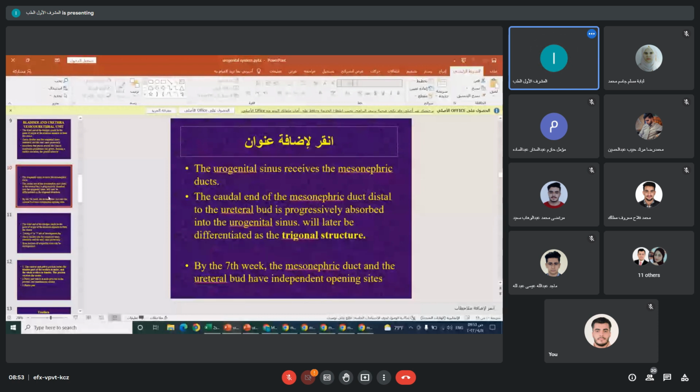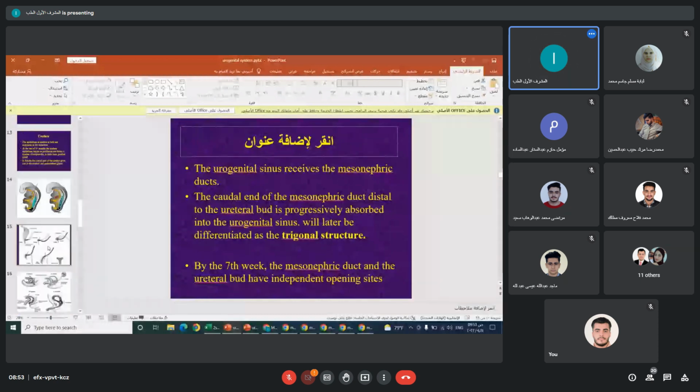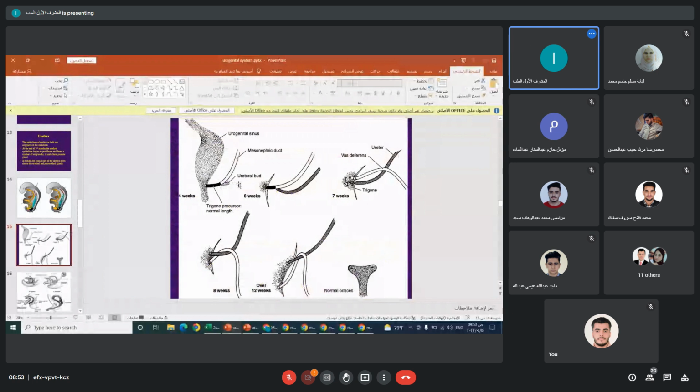will form the trigone. Now we have another note: the trigone is formed by what? By the distal end of the mesonephric duct. And this diagram may clarify it for you. This is the mesonephric duct and this is the ureteric bud. You can see this area, this black dot, it will be absorbed into the urogenital sinus. It will be here, become short, and here disappear, and become this black dot.